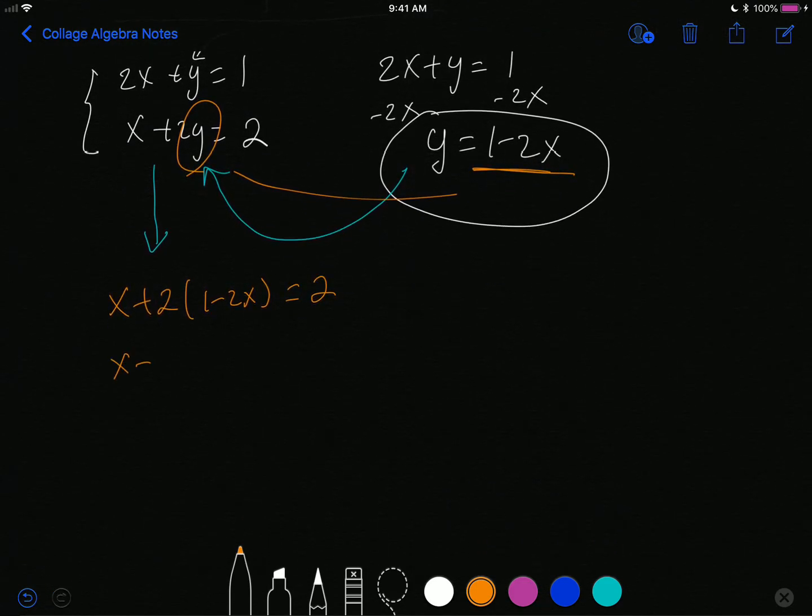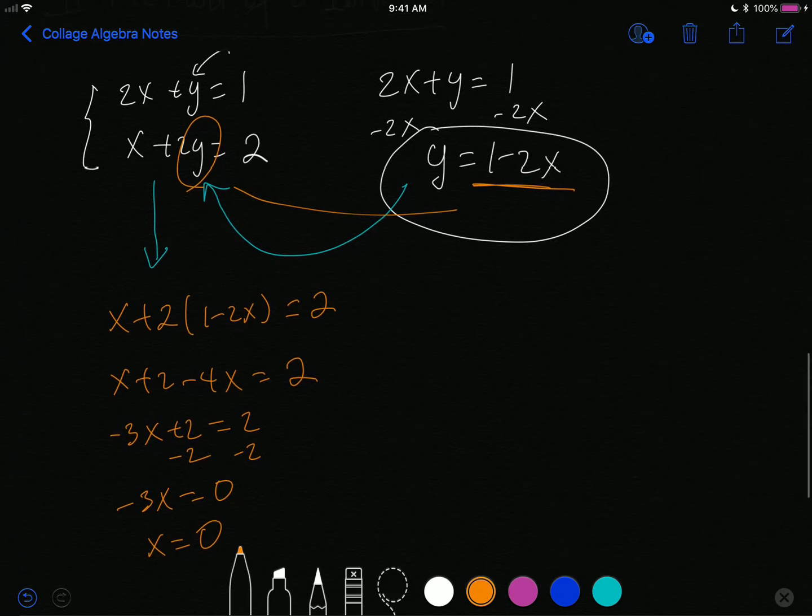So x plus 2 minus 4x equals 2. And so subtract. Negative 3x plus 2 equals 2 minus 2. Negative 3x equals 0. And so I get x equals 0, just like we did a while ago.